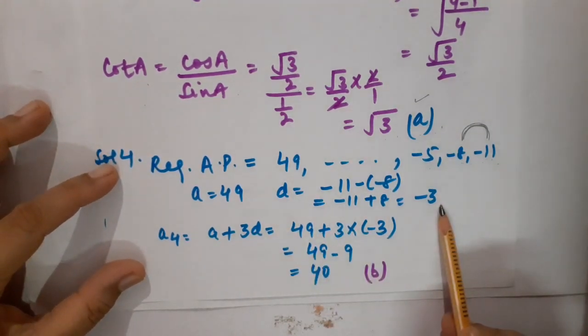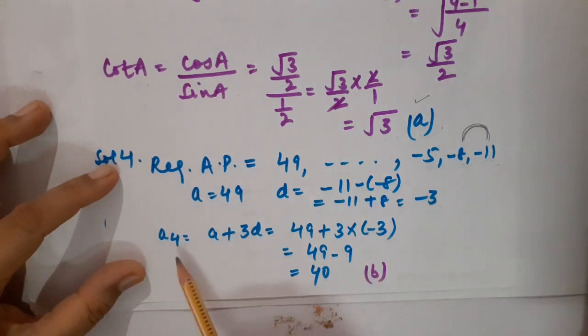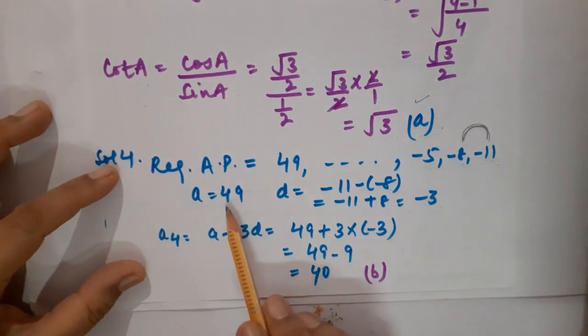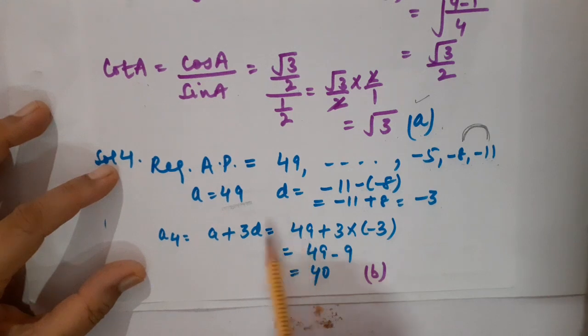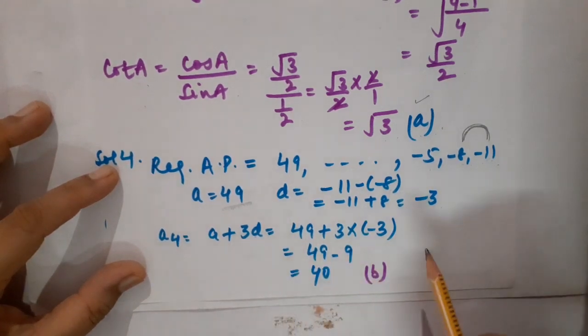Correct? We will have to calculate the fourth term. So it will be A plus 3D. Let us substitute the values of A as well as D over here. So the answer will be 40, that is B is the right option.